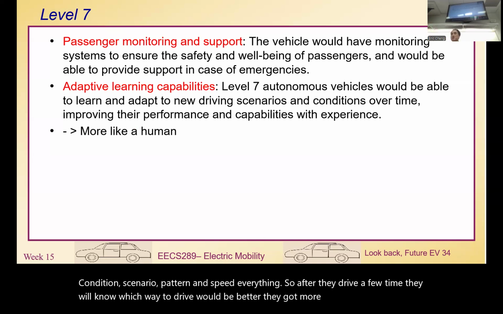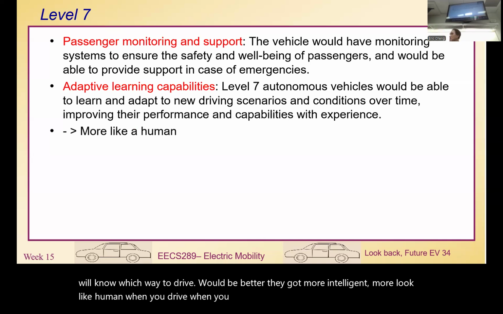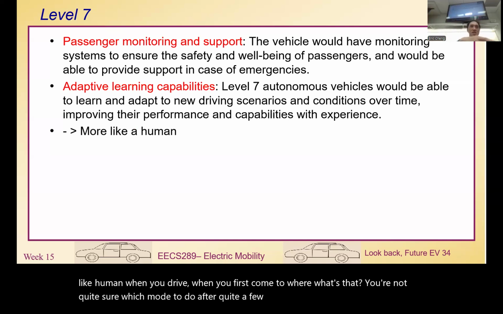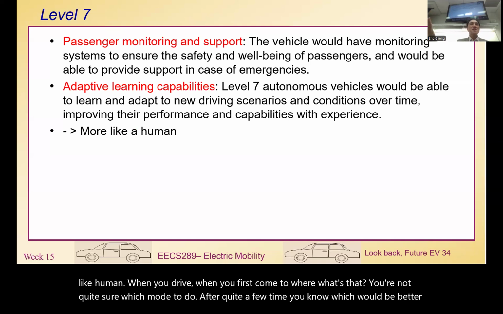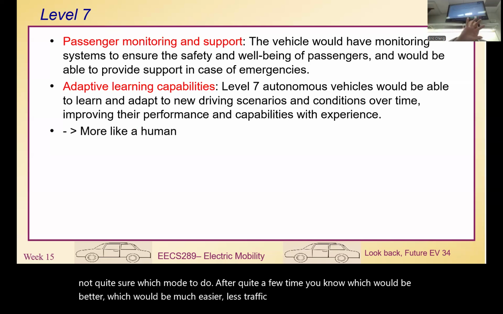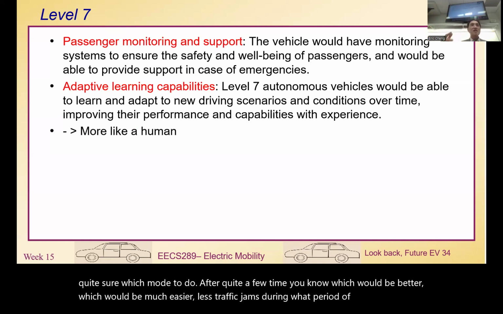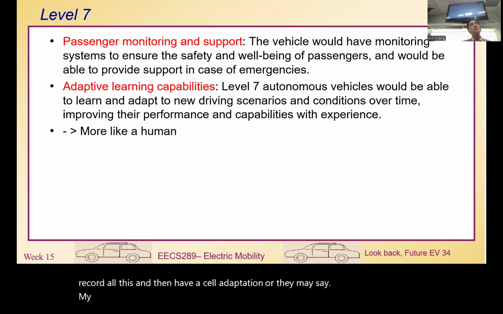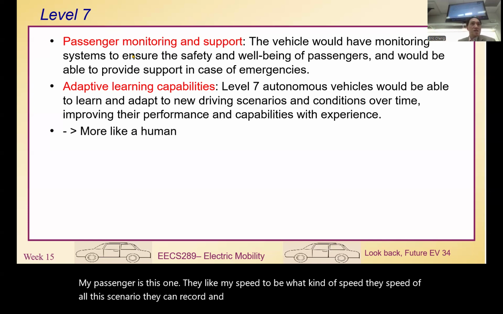When you first come to Merced, you're not quite sure which road to take. After quite a few times, you know which route will be better, which route will be easier, with less traffic jam during what period of time. They work on all this and then have self-adaptation. Or they may say, today my passenger likes a certain speed, maybe a slower speed. They can record and program all these scenarios and have self-learning. That's what they can do.